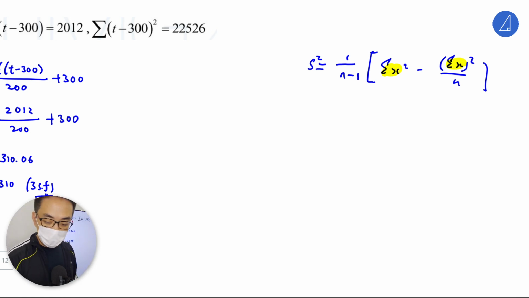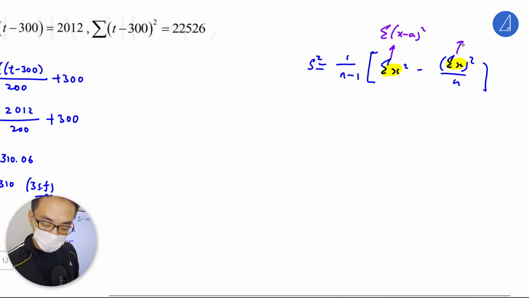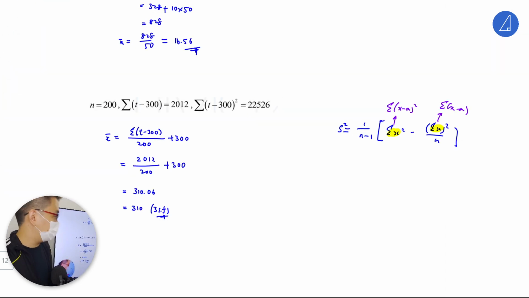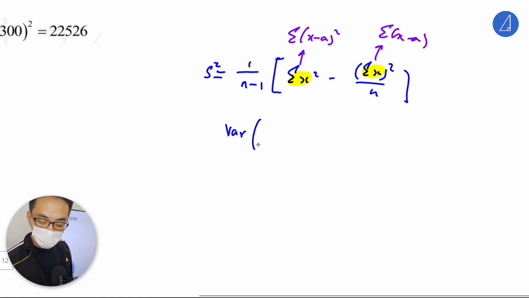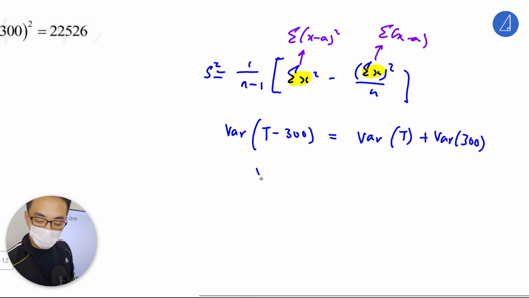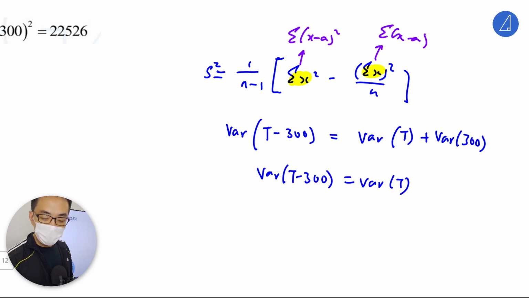Okay, if you understand it, that will be much better. So meaning to say you can just do this, replace this at that. Now you don't need to memorize anything, but you actually already know why. So I'll explain to you why. Because variance t minus 300 equals variance t plus variance 300, which is 0, right? So variance t minus 300 equals variance t. Okay. It makes sense, what?